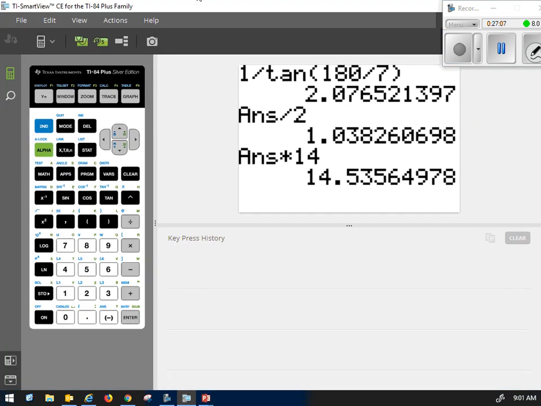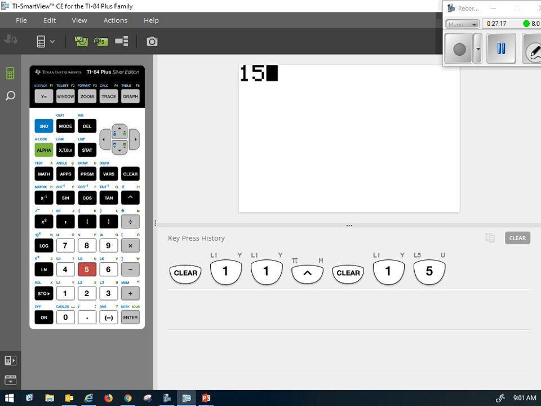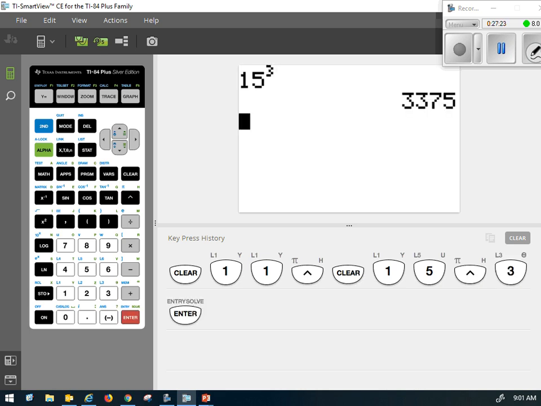Okay, so on your calculator, I'm going to assume everybody knows to do 15 and then the little caret, 15 and then the little caret button and then 3. Enter. Everybody okay with that? Or you could do 15 times 15 times 15. But there's also another place where the little cubed button is.